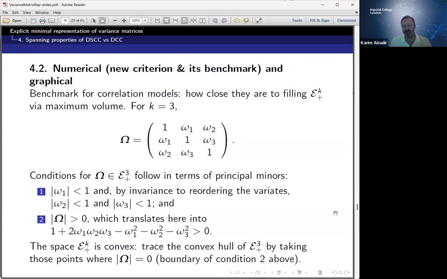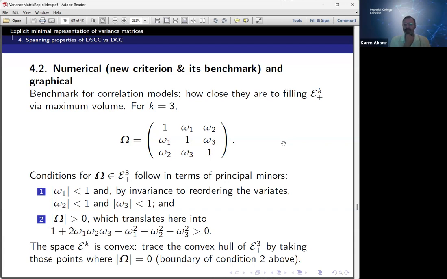Now, numerically, let's see how we can quantify this, because this is just telling you what the limitation is. How bad is that limitation? Up to now, we're not aware of any numerical criterion to evaluate the coverage or the span of models of variances, covariances and correlations. So let's focus on an example for the case of K equal to 3. The measure that we're going to present is actually a general measure, but graphically it's nice to present, and numerically it's nice to present for a three-dimensional case.